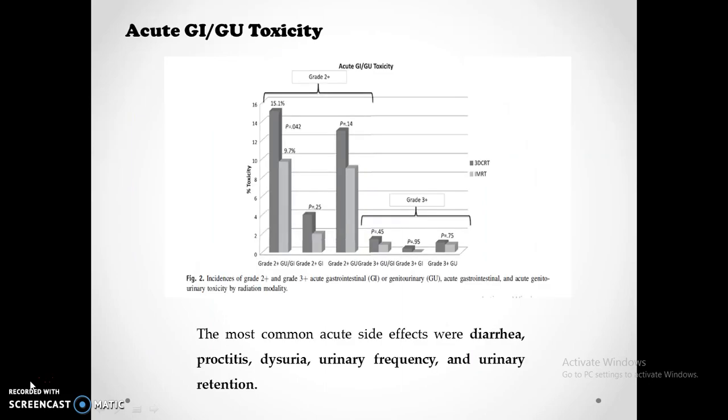The results of this study for acute GI or GU toxicity: the figure shows the differences in combined acute GI or GU toxicity. There were no differences in acute grade 3 plus GI or GU toxicities. There were no significant differences in acute grade 2 plus or grade 3 plus genitourinary toxicity rates. The most common acute side effects were diarrhea, proctitis, dysuria, urinary frequency, and urinary retention.